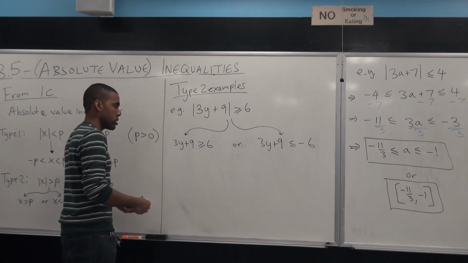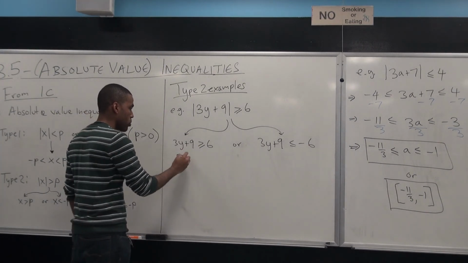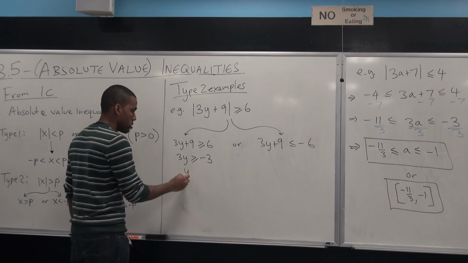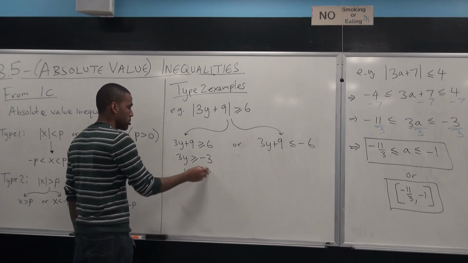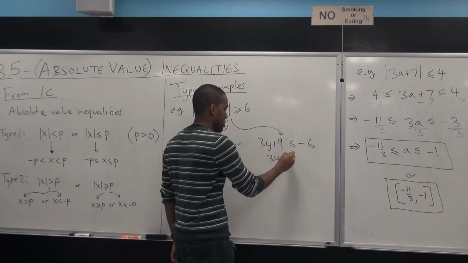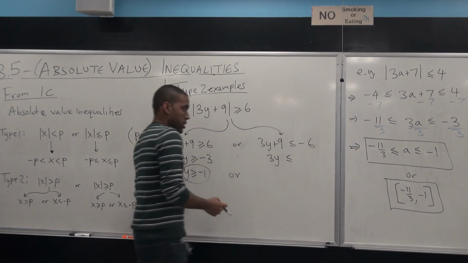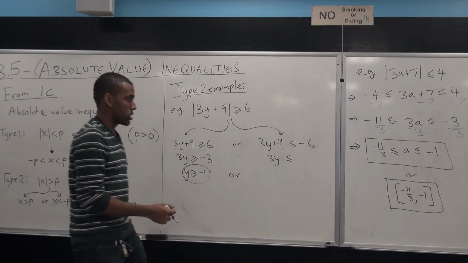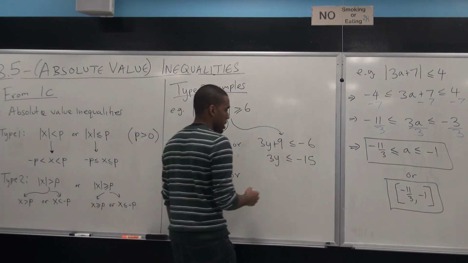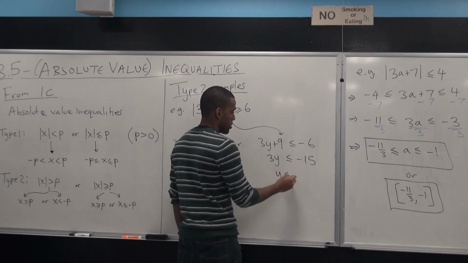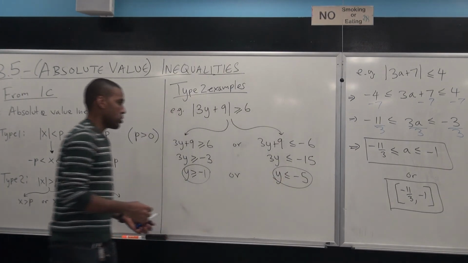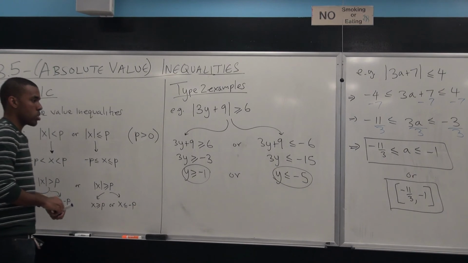I can subtract 9 from both sides. That gives me 3y greater than or equal to minus 3. Then divide by 3 on both sides. This gives me y is greater than or equal to minus 1. Or, again here, subtract 9 from both sides. So minus 6 minus 9 is what? Minus 15. You just sort of add them and keep the negative sign on the outside. And then I divide both sides by 3, right? So it's either greater than minus 1 or less than minus 5.